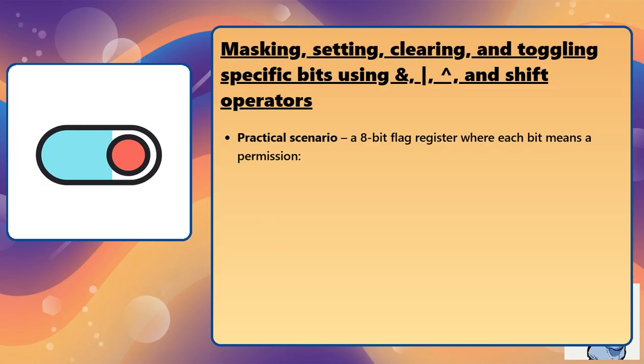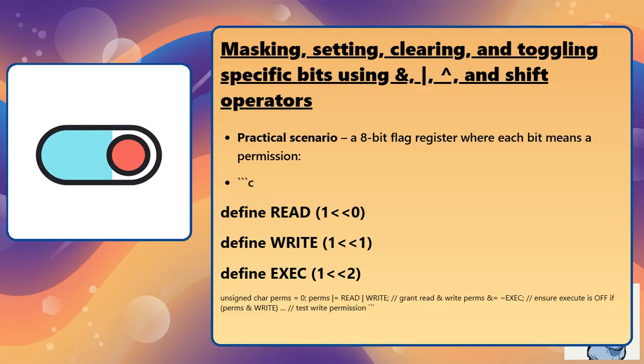Practical scenario: an 8-bit flag register where each bit means a permission. Define READ as 1 left shift 0, define WRITE as 1 left shift 1, define EXEC as 1 left shift 2. unsigned char perms equals 0. perms or equals READ or WRITE grants read and write. perms and not EXEC ensures execute is off. If perms and WRITE, test write permission.